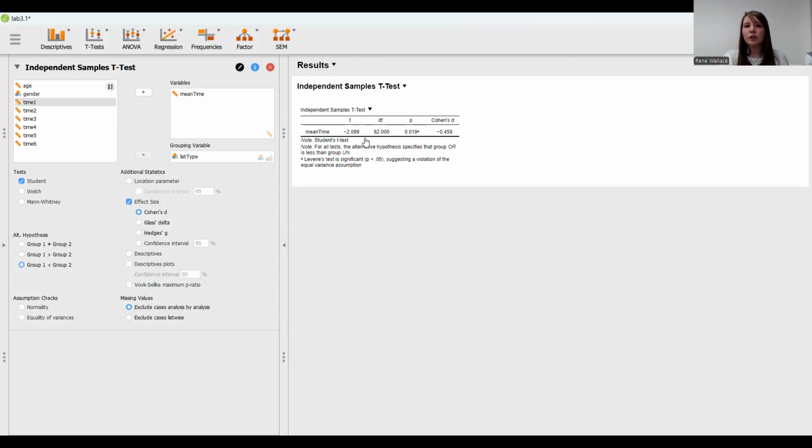Well, look at this, my numbers changed. I got the same t-score, the same degrees of freedom, the same Cohen's d. Look at my p-value, it's down to 0.1. It's like really, really significant now, right? And why is that? How did that change?